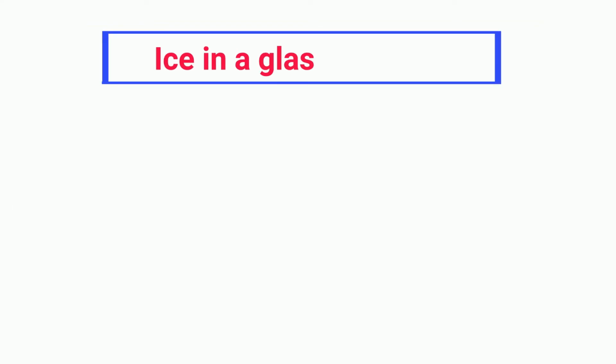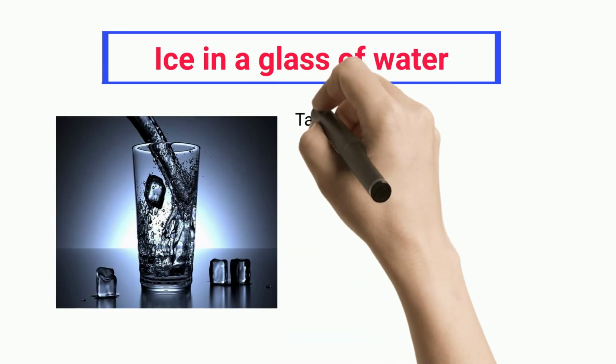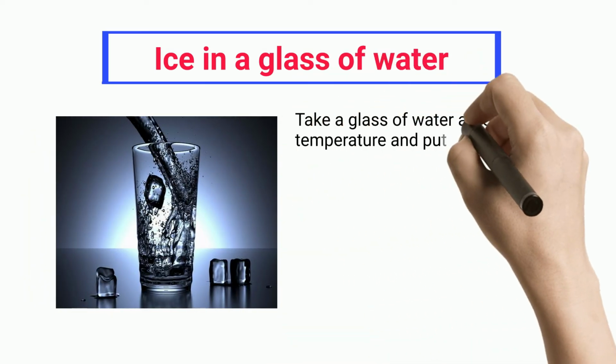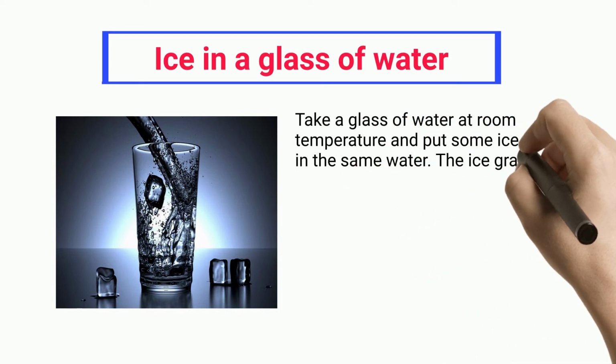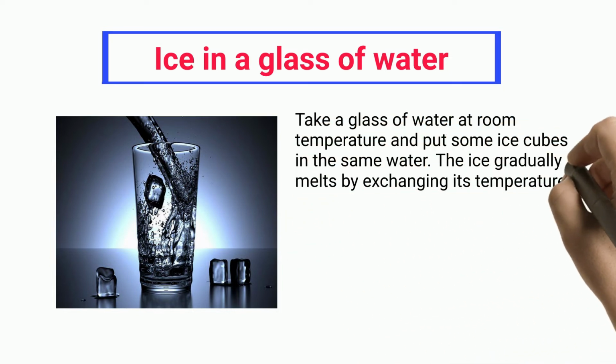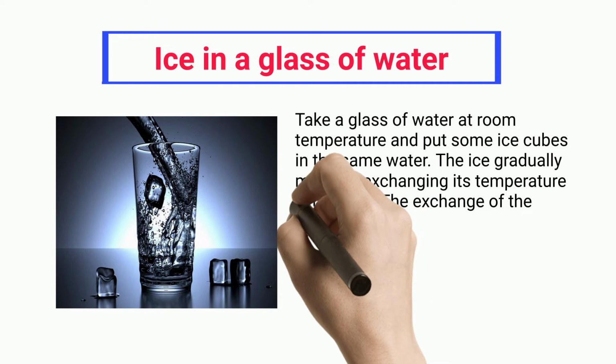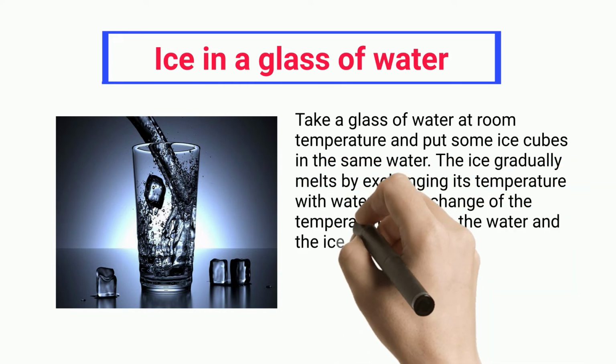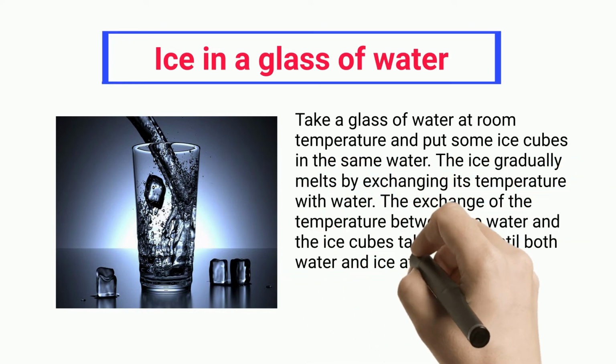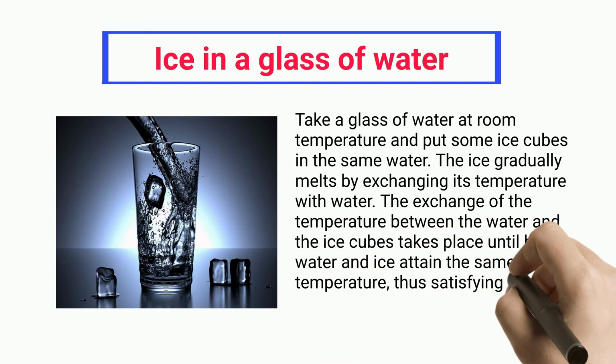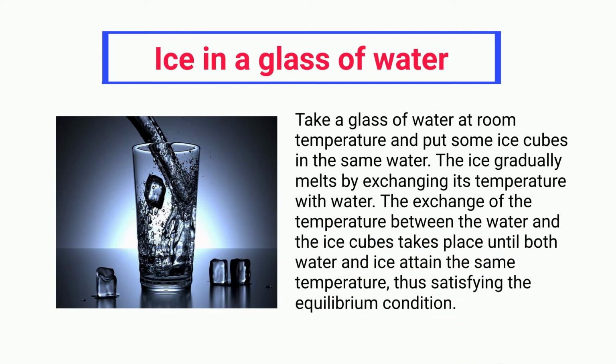Ice in a glass of water. Take a glass of water at room temperature and put some ice cubes in the same water. The ice gradually melts by exchanging its temperature with the water. The exchange of temperature between the water and the ice cubes takes place until both water and ice attain the same temperature, thus satisfying the equilibrium condition.